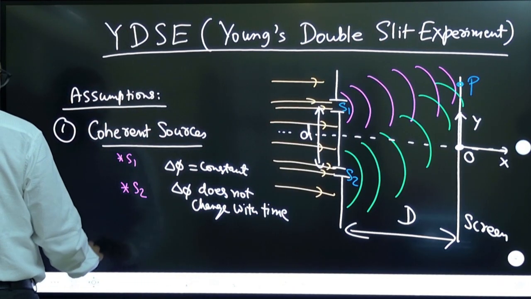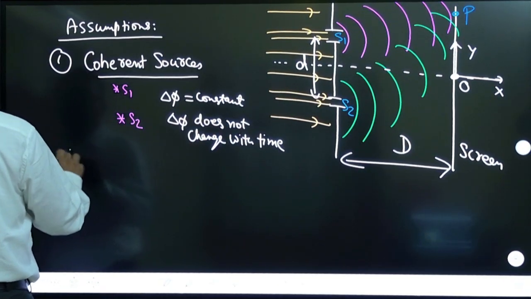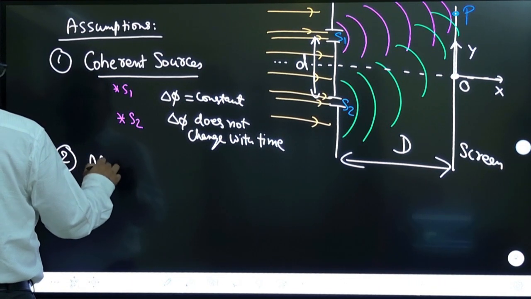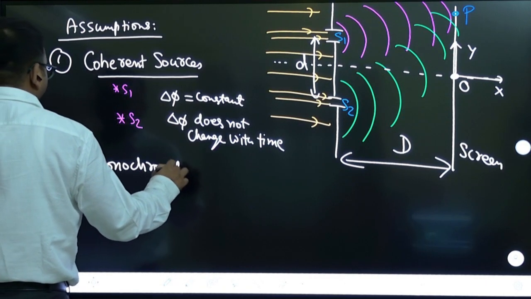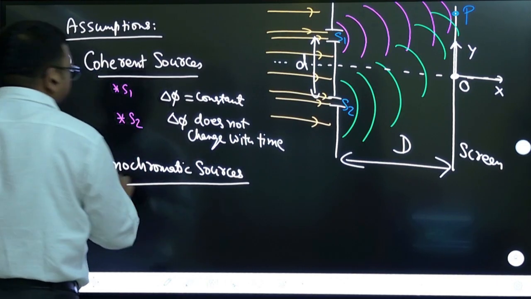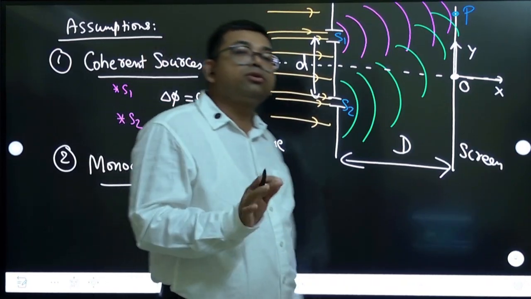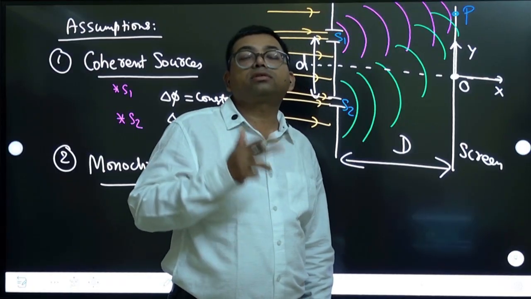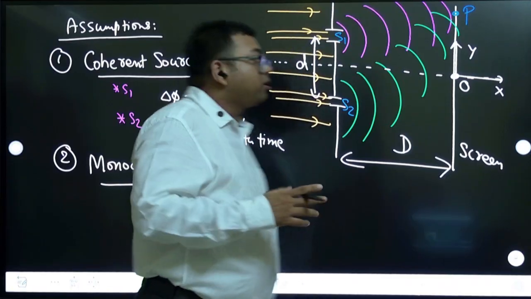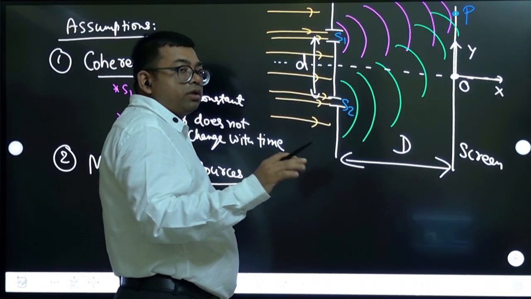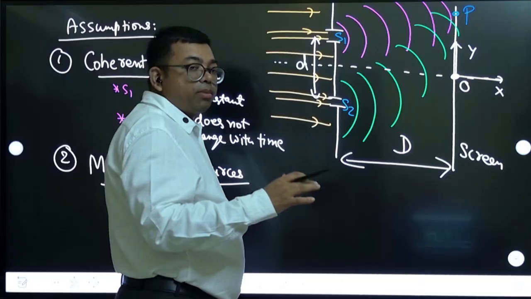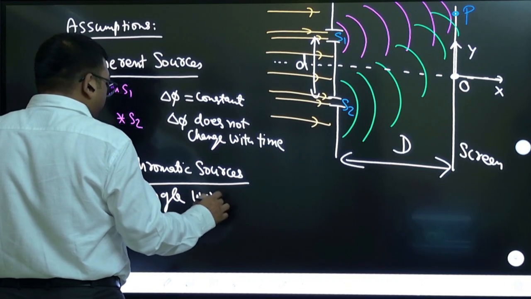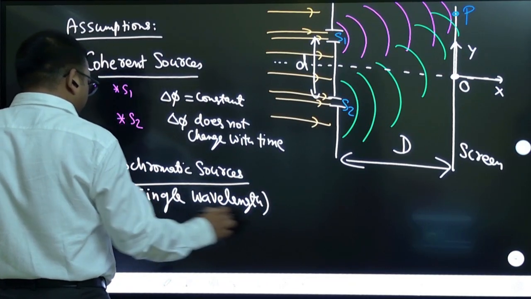Then what is the next assumption in YDSE? The second assumption is monochromatic sources. Monochromatic sources means the same light. Same light means you cannot use white light. White light is a mixture of all 7 colors, but we need to use only one single color or single wavelength. If you are using red color, then through both slits only red color must go. It's not that here blue will go and here red will go. No. Monochromatic means single wavelength. That's an important idea.